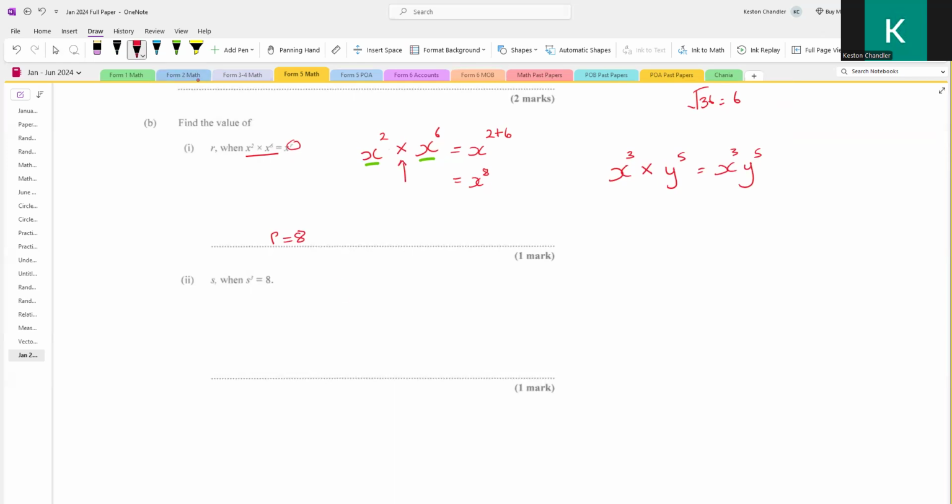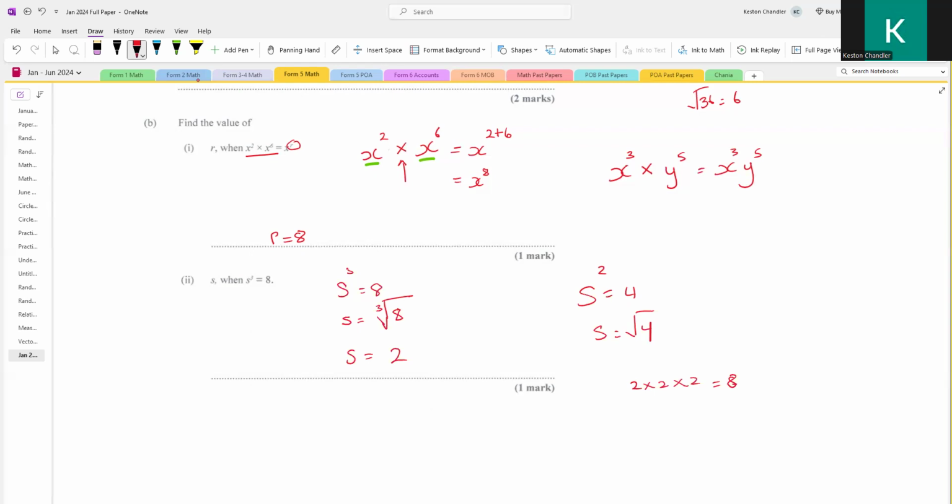s to the power of 3 is equal to 8. They want to know the value of s, right? Now we could move this power across the equal sign. It becomes the cube root of 8, just like if we had s squared is equal to 4. If we want to find what s is, we'll find the square root of 4. Same thing happens here, except we find the cube root. Cube root of 8 is 2. 2 multiplied by 2 multiplied by 2 will give me 8. So the value of s is 2 for 1 mark.